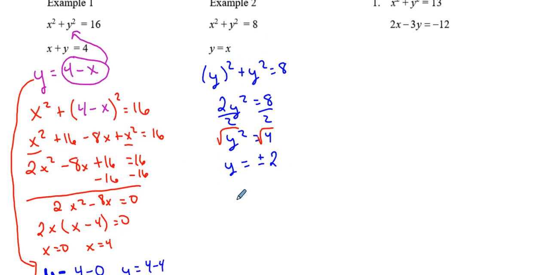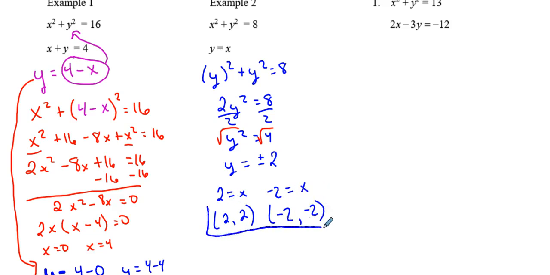So I'm going to plug that back into my original equation, y equals x. So I'll say 2 equals x, which means that my first point is (2, 2). And I'll plug in the negative 2: negative 2 equals x. So that gives me (-2, -2). So again, there are two solutions to this system as well.